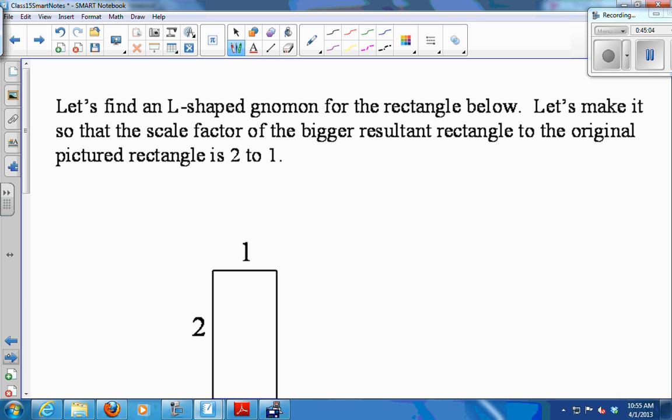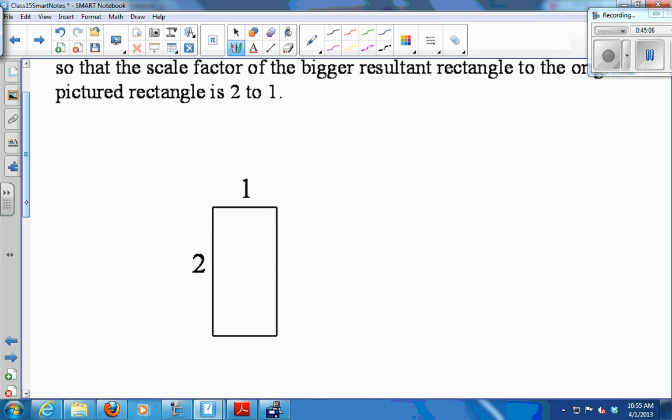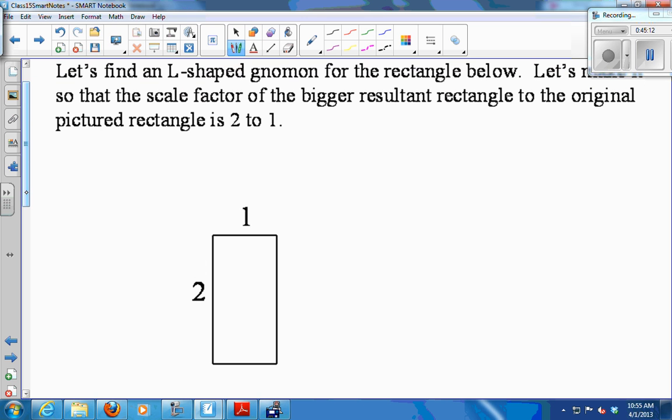Okay, so once I draw a picture of a gnomon, it'll make a lot more sense. Here is a rectangle, a 1 by 2 rectangle. Imagine you're building something in your garage, and you just cut out a piece of plywood that's 1 foot by 2 feet. And you just finished cutting it and you go, shoot, I meant this thing to be twice as big. I really wanted a 2 by 4 rectangle.